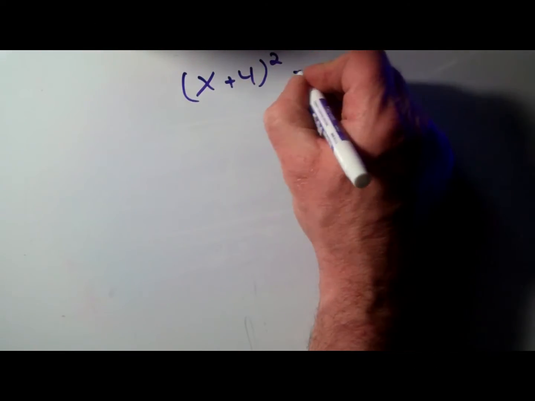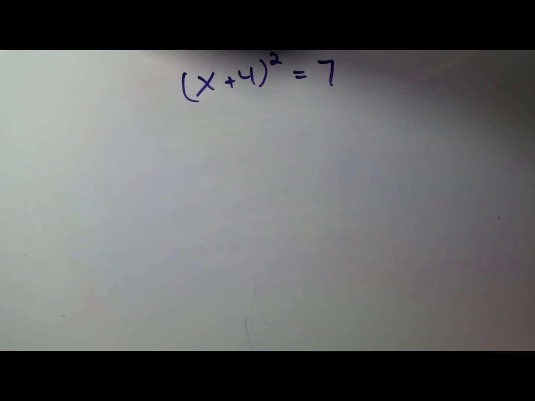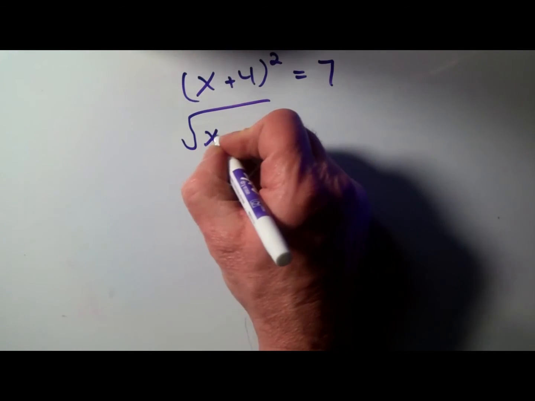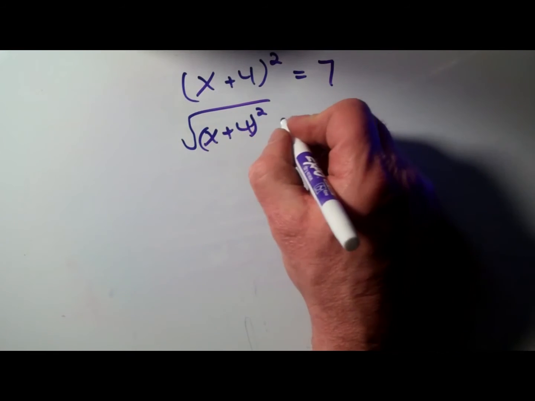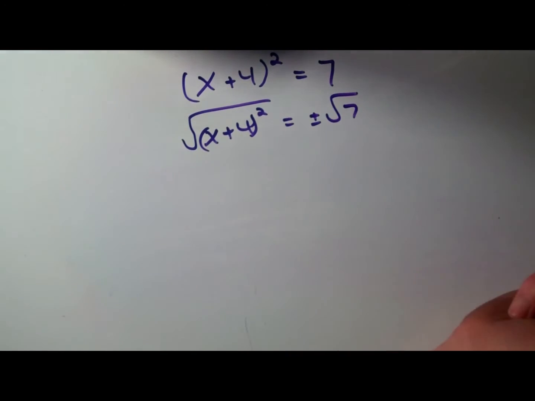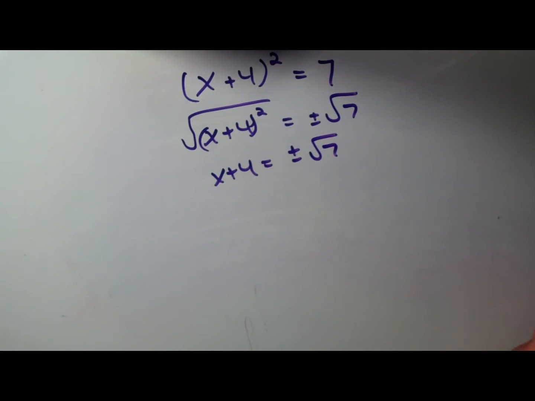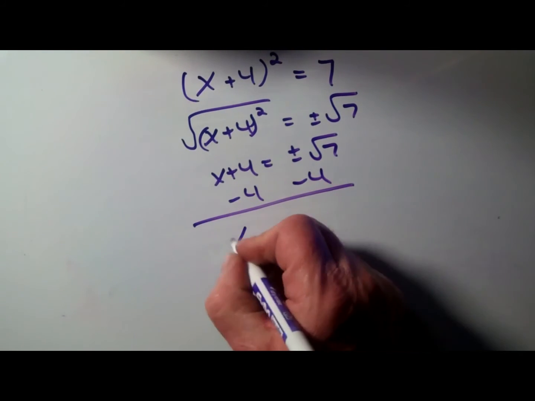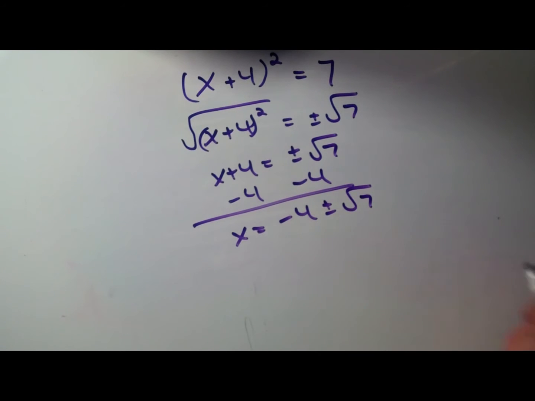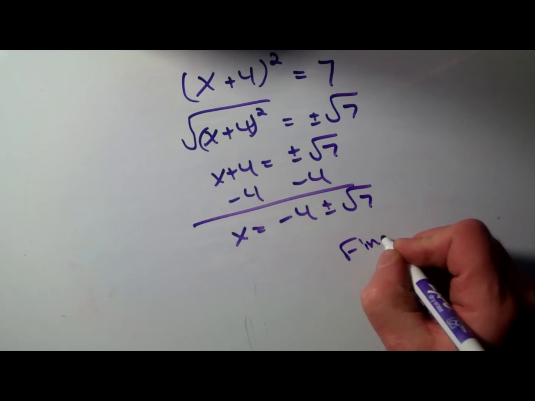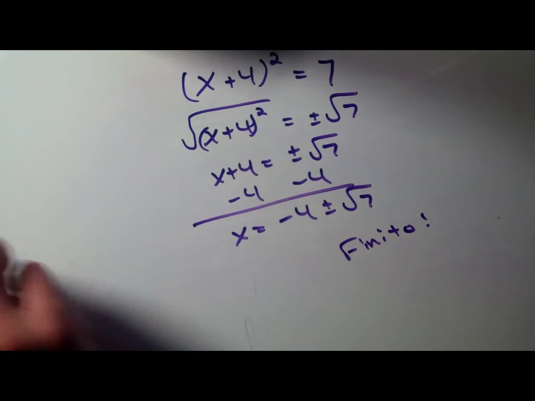I have x plus 4 squared equals 7. Now, square root of both sides, x plus 4 squared equals plus or minus the square root of 7. So x plus 4 equals plus or minus the square root of 7. Can't do anything with that square root of 7. Subtract 4 from both sides, and I end up with x equals negative 4 plus or minus square root of 7.